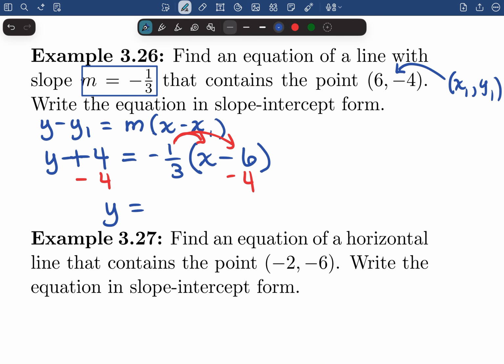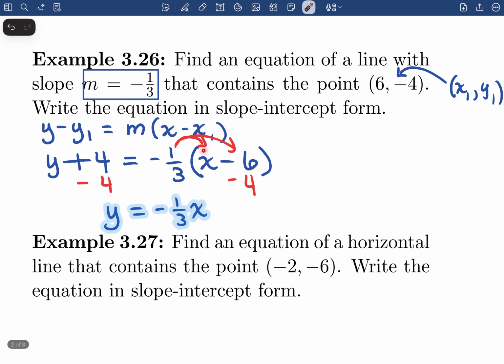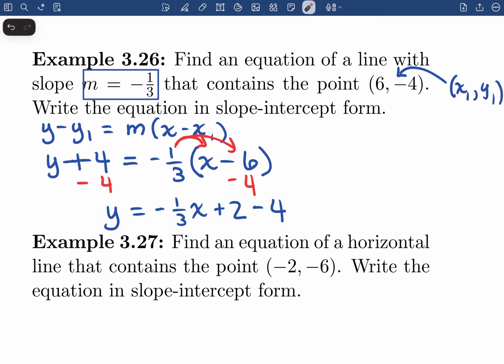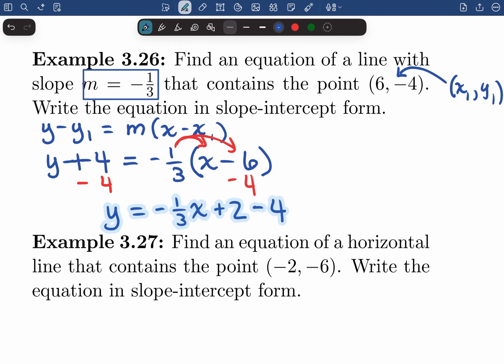So y equals negative 1/3 times x, because I'm distributing negative 1/3 into x, and then negative 1/3 times negative 6, which a negative times a negative is a positive, and 1/3 of 6 is 2, so I have a plus 2. But I still have the minus 4 that I just subtracted from the left to the right-hand side. And now, if I add 2 minus 4, these are two constants that I can combine together because they're like terms. So I'll write my final result as y equals negative 1/3 times x, and then minus 2.